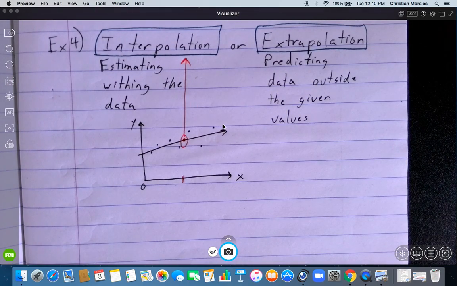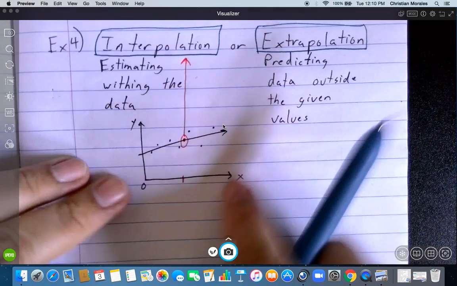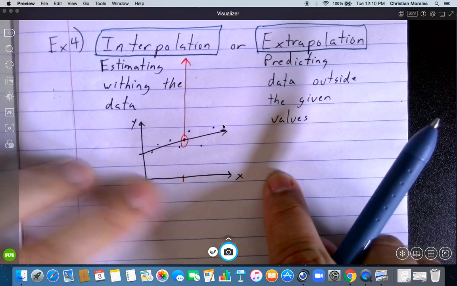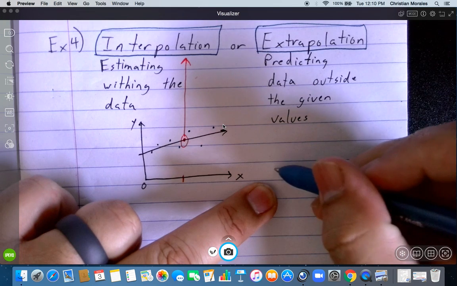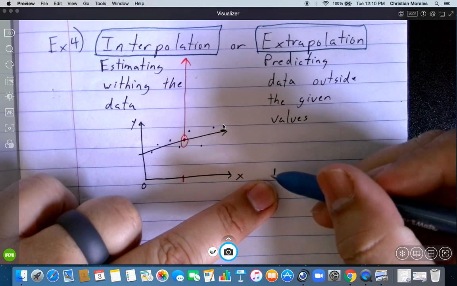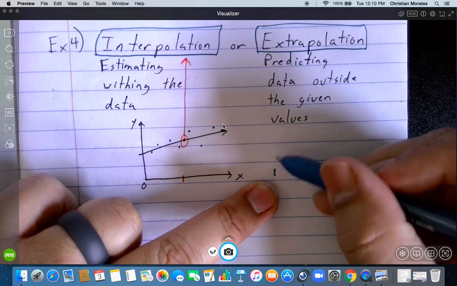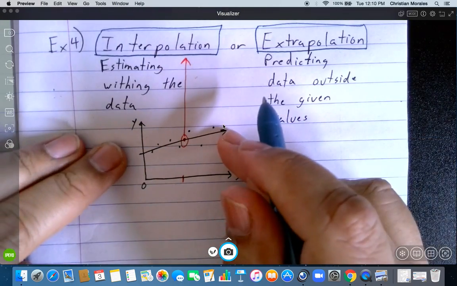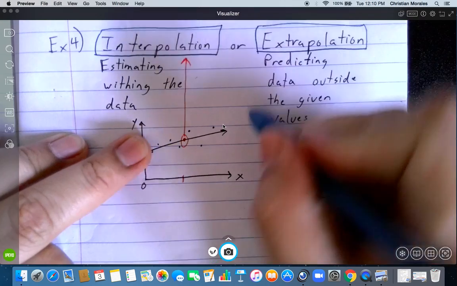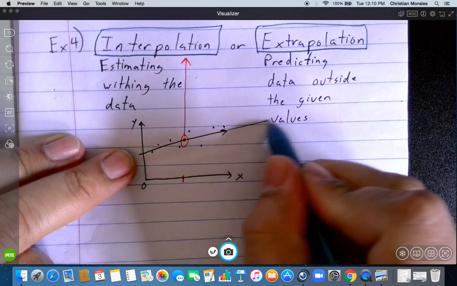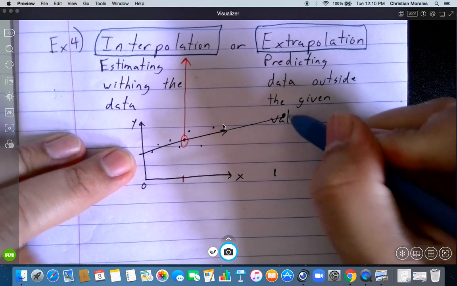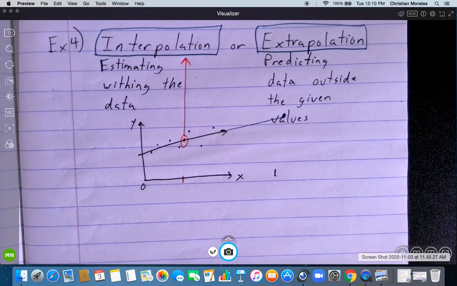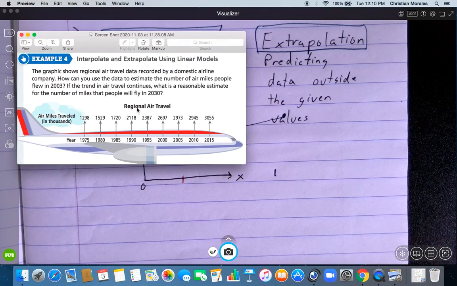Extrapolation would be, well, this is where the last piece of information was. What if we wanted to know something out here? What would be the information over here? Well, that would be later on. That we don't have. That's extrapolation. But if we had to guess, we would follow the line. That point would be higher, somewhere up there. That would be extrapolation.